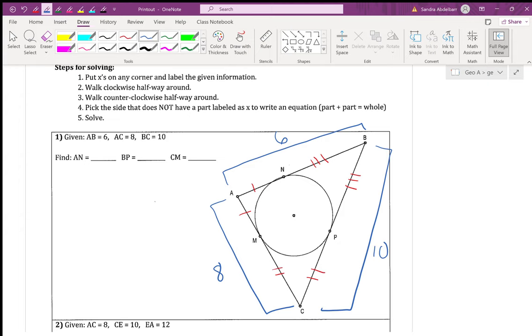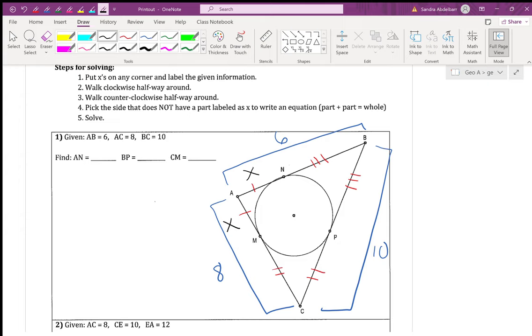So I'm going to pick any segment. I'm going to call it X. So I'm going to go ahead and call AN X. If AN is X, which other segment is X? AM is also X. All right, now stay with me. For some reason, kids get confused with the X, but it's no different.